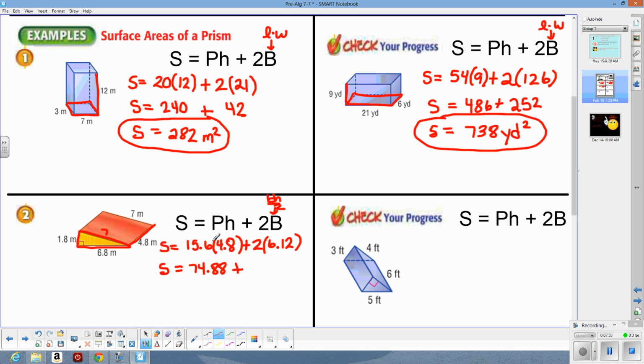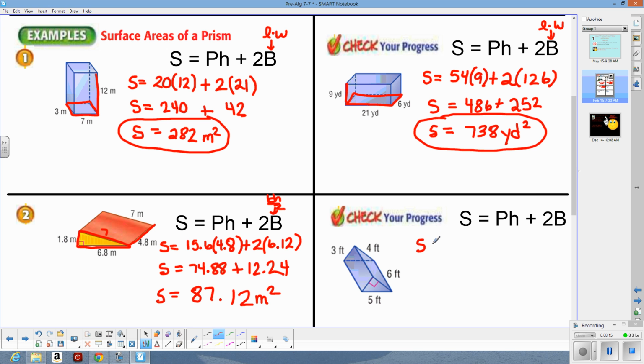Plus 2 times 6 and 12/100ths, which is 12 and 24/100ths. Add those two things together. You get the surface area equals 87 and 12/100ths. And that's going to be in meters squared. Now you may want to pause the video and try the next one on your own.